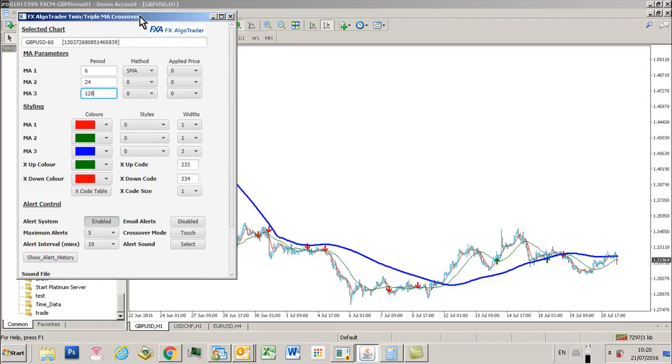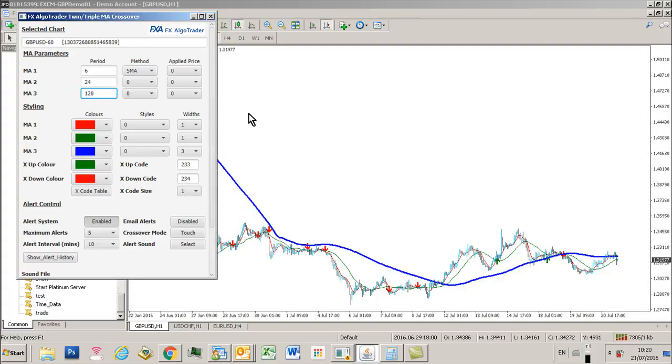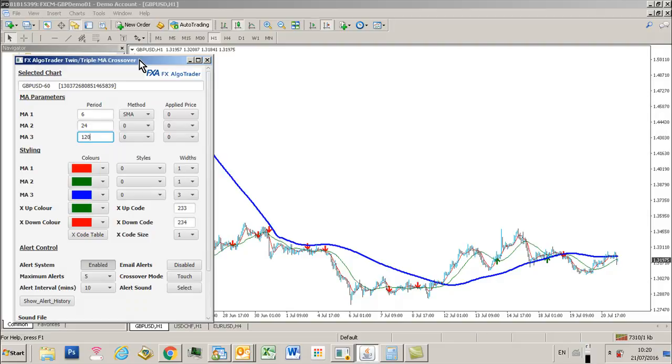I want to talk about tuning the triple moving average crossover system and getting some parameters which work for you for the time frame you're trading. So here we've got a cable hourly chart, so sterling US dollar, and we're running three moving averages, a 6 period, a 24 period and a 120 period.